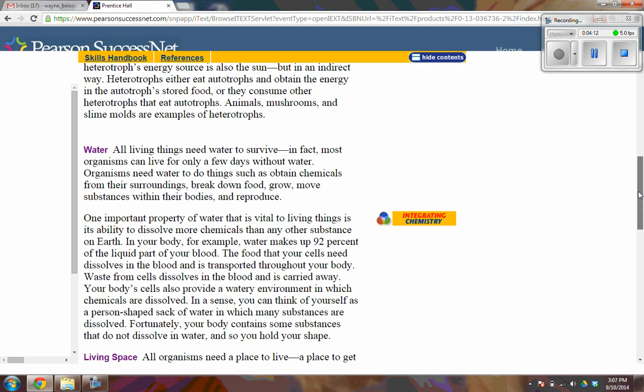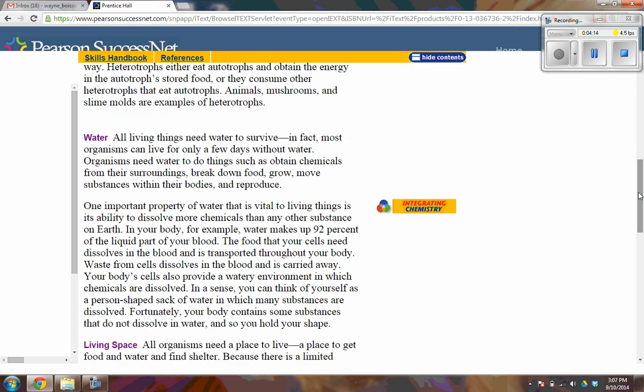Water. All living things need water to survive. In fact, most organisms can live for only a few days without water. Organisms need water to do things such as obtain chemicals from their surroundings, break down food, grow, move substances within their bodies, and reproduce. Think about eating anything if you didn't have saliva in your mouth, which is made up partially of water. Or think of your blood flowing through your veins. If it didn't have enough water in it, it would be solid, or like a jelly.